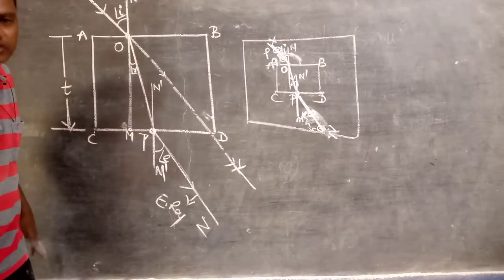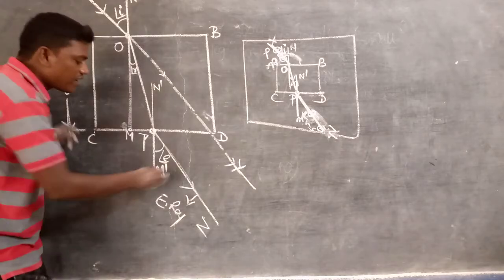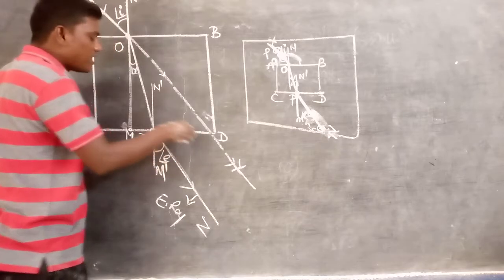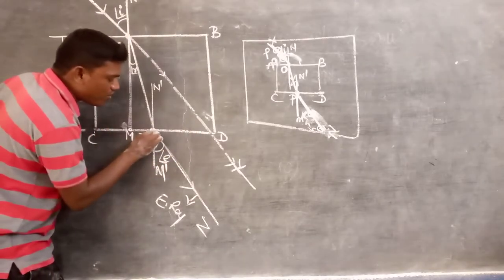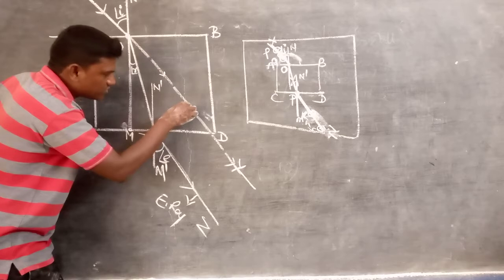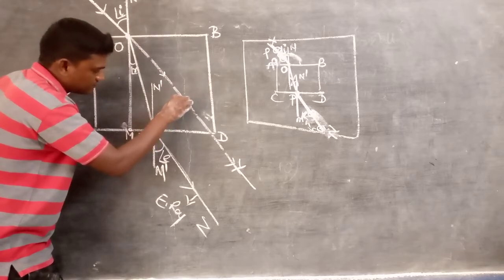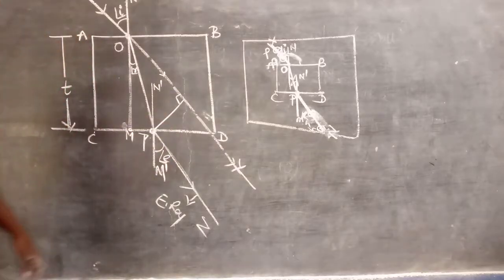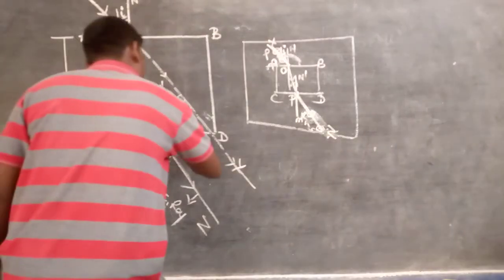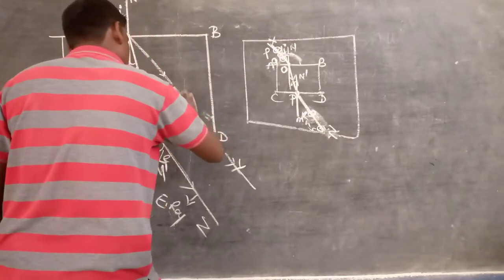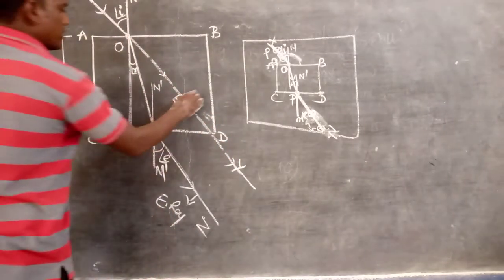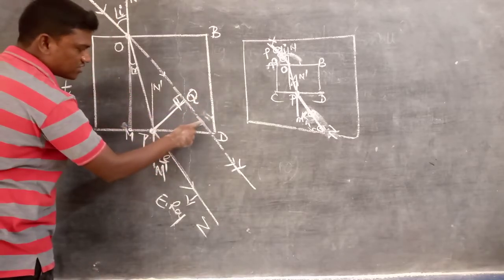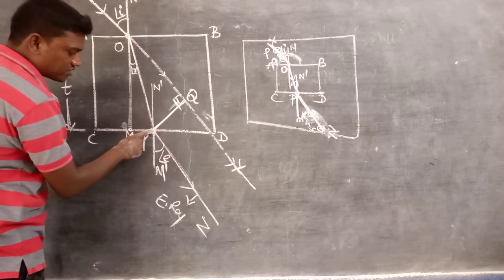We call that the lateral shift. Here, this is the emergent ray, and this is the initial path of the incident ray. The emergent ray starts at point P, and from there we draw a perpendicular. We can call that point Q. This is the initial path of the incident ray, and the emergent ray is starting from here.